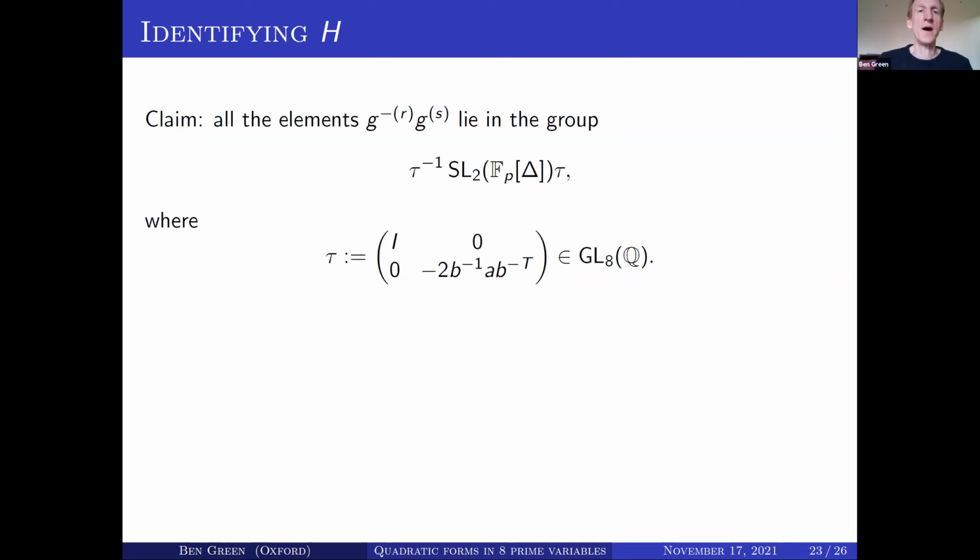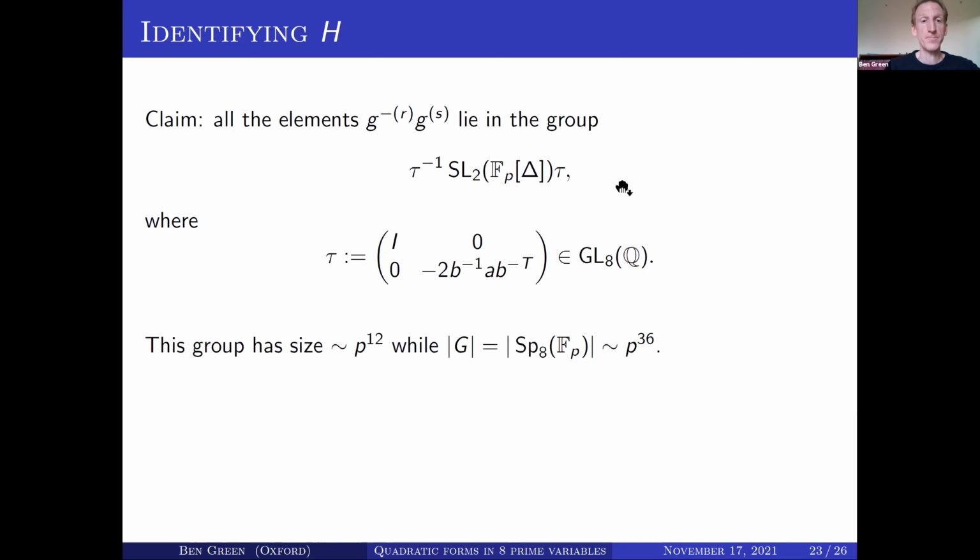So it's a conjugate by an element T, a particular element of the general linear group GL8 of Q. This SL2 of F_p adjoin the discriminant is not actually a subgroup of the symplectic group, so you have to conjugate it to get inside the symplectic group. So that's a group of size p to the 12. Well, as I say, the whole symplectic group has size p to the 36. So if I have a little bit of time at the end, I'll explain why it is that all of the elements lie in that group. That required quite a lot of ad hoc computations to realize that fact.